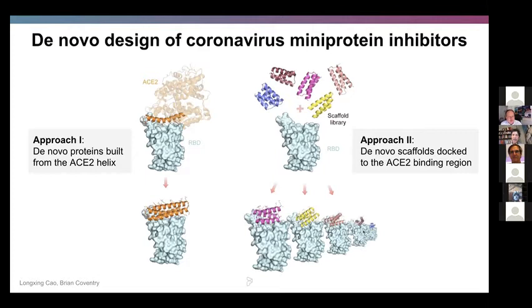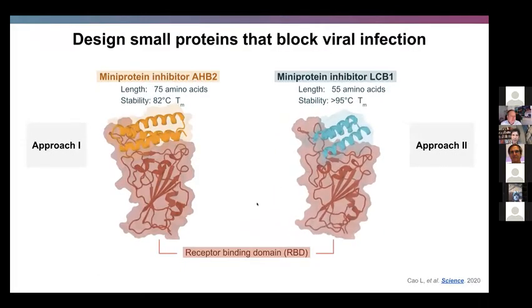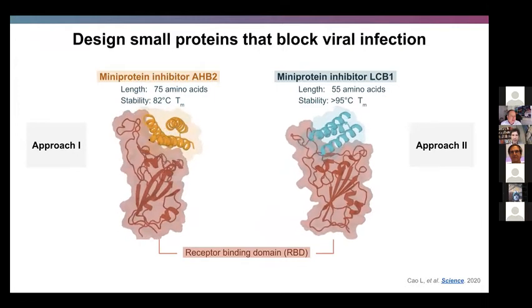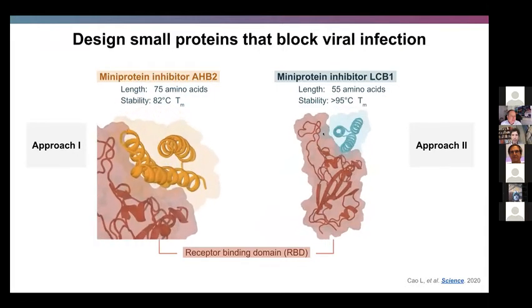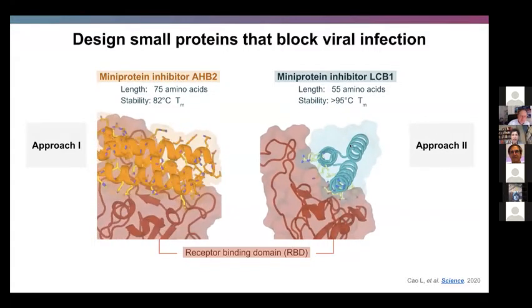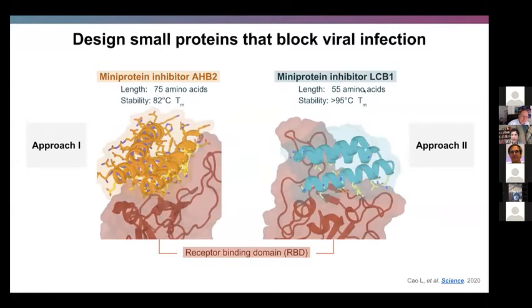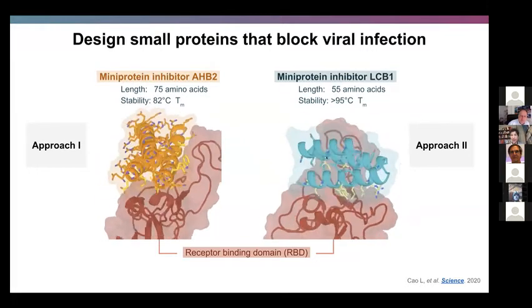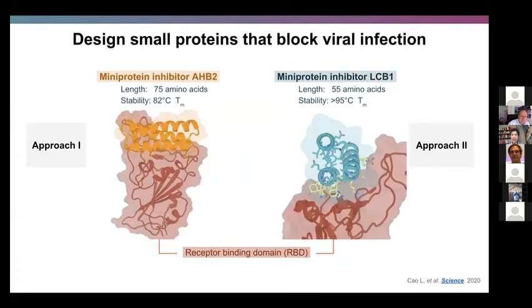So the next step is to encode these. Actually, I'll show you some pictures here. So this is sort of what these things look like. The ribbon pictures up here are the design proteins, and they're quite small as proteins go. This one just has 55 amino acids. It's very stable. You can boil it, and it's fine.